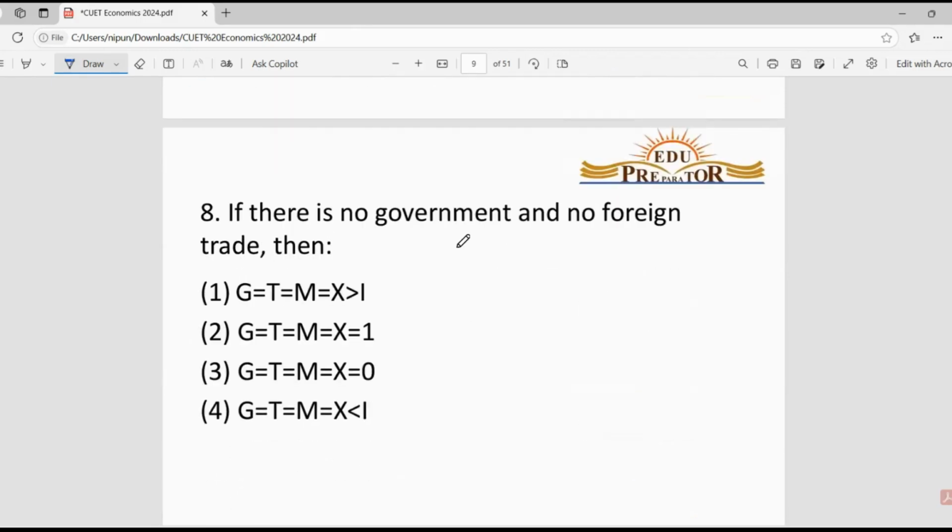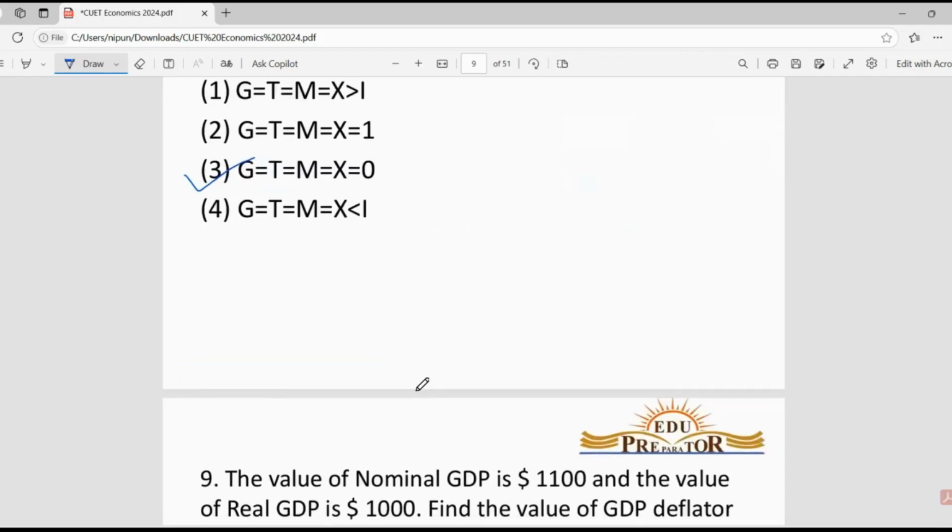If there is no government and no foreign trade. Now children understand, if there is no government then there is neither government spending, that is, government spending is zero, nor taxes. Taxes are also zero. If there is no foreign trade, then exports are zero and imports are also zero. This means all four are zero. Hence the correct option is option number 3. G is equal to T is equal to M is equal to X is equal to 0.